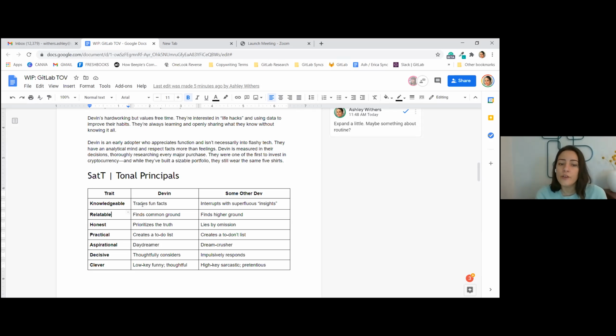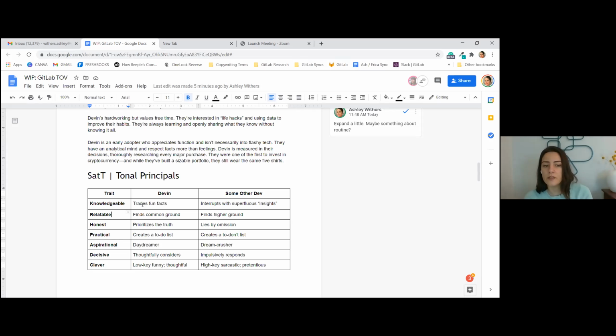Practical, Devon creates a to-do list. Some other dev creates a to-don't list. So that's like a more negative person. This is like a more positive, how can we solve this problem? Devon is aspirational. They're a daydreamer, whereas some other dev is a dream crusher, always looking for ways to not do something. Or so Devon is decisive. They thoughtfully consider something versus some other dev impulsively responds.